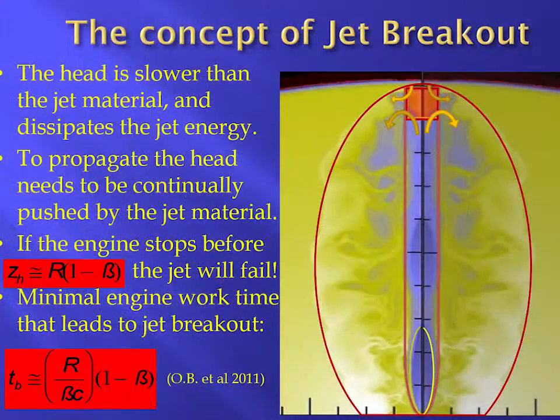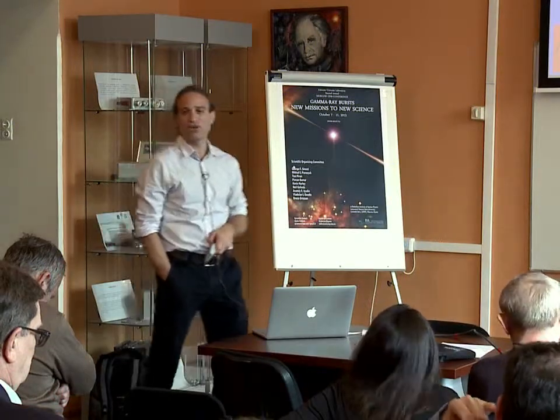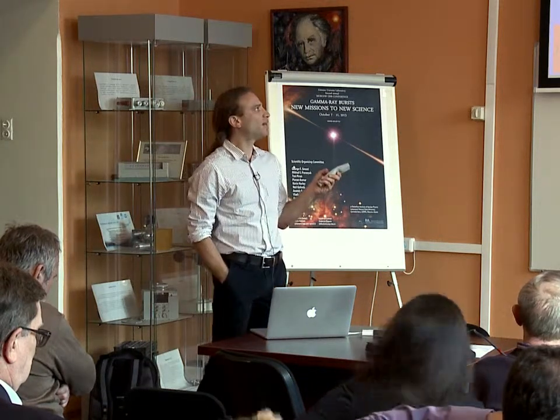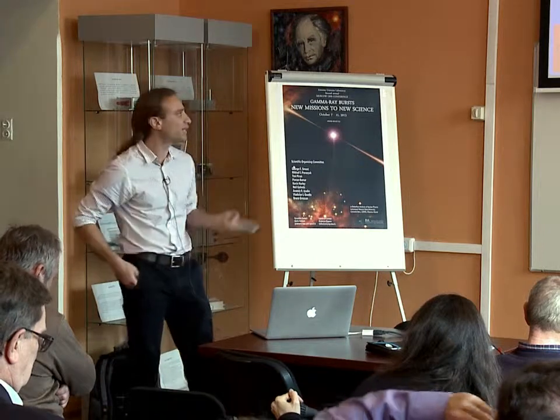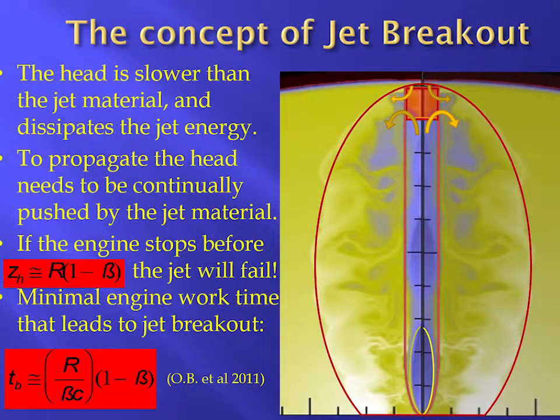This critical altitude of R times 1 minus beta can be translated into a minimal engine work time that leads to a jet breakout. The minimal engine work time that leads to a jet breakout is in fact R divided by beta times 1 minus beta. Now, in a hydrodynamic jet, the head of the jet is not very relativistic. The beta parameter is, I don't know, 0.6, something like that. So this value is on the order of a half. So we need the jet to stop at about half of the star in order to prevent a breakout.